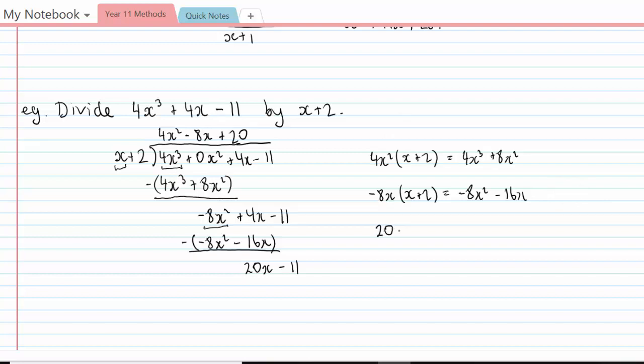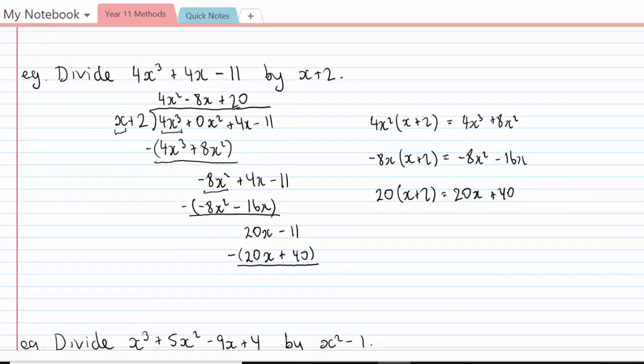So put the 20 out the front. X plus 2 leaves us with 20x plus 40. Write that down here. Take it away. And so 20x take away 20x leaves nothing, but negative 11 minus 40 leaves negative 51.